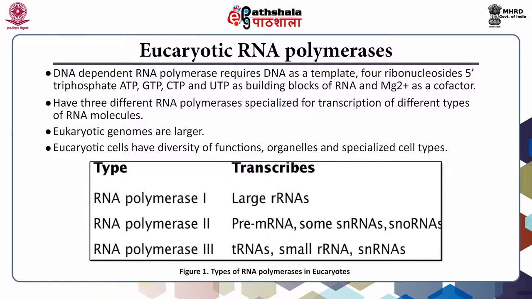RNA polymerase 2 is a multimeric protein made up of 12 different subunits. RBP1 is its largest subunit and is homologous to the beta prime subunit of bacterial RNA polymerase. The RBP2 subunit is homologous to the bacterial RNA polymerase beta subunit, while the RBP3 and RBP11 are homologous to the bacterial RNA polymerase alpha subunits.